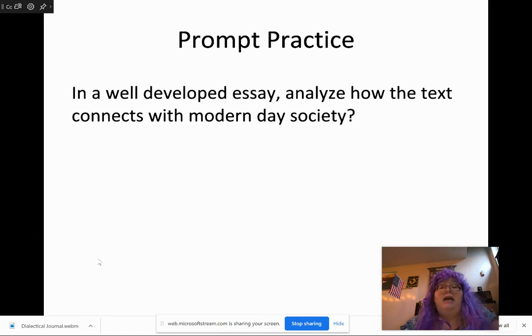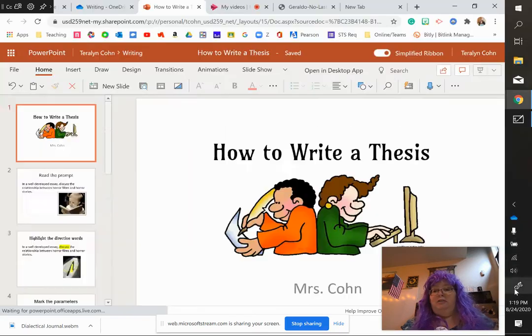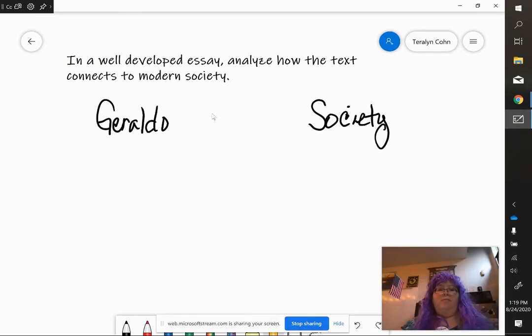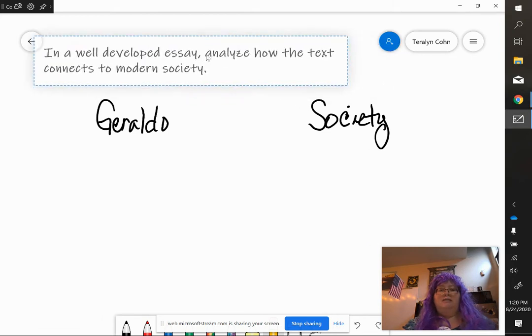So let's practice it ourselves, with Geraldo. I'm going to go to the whiteboard. In a well-developed essay, analyze how the text connects to modern society. So we're going to analyze, right?